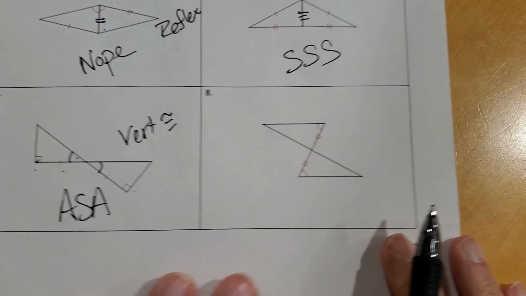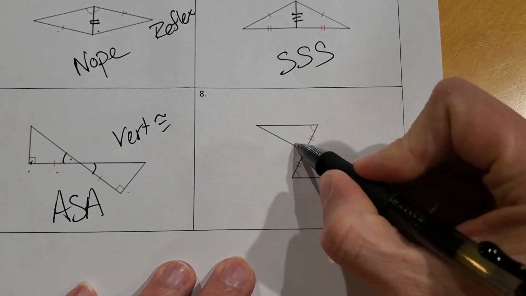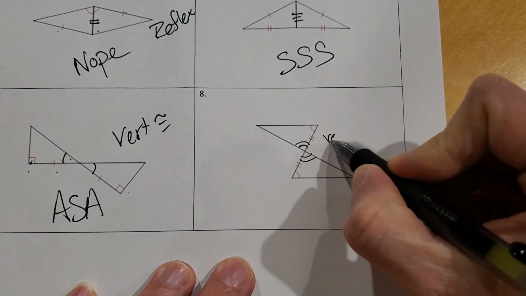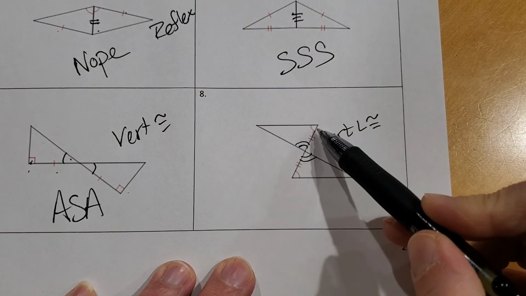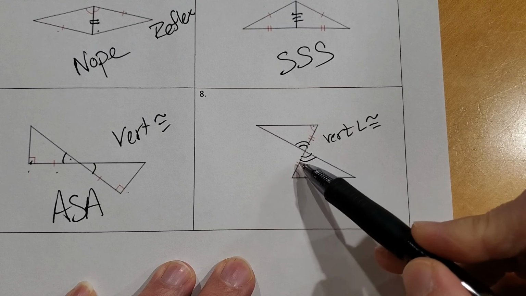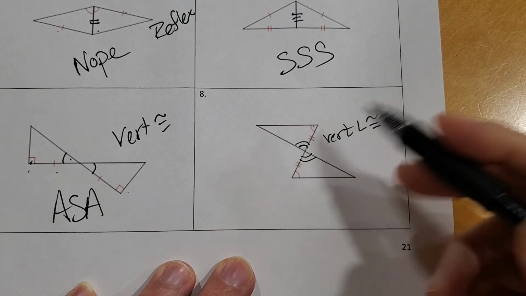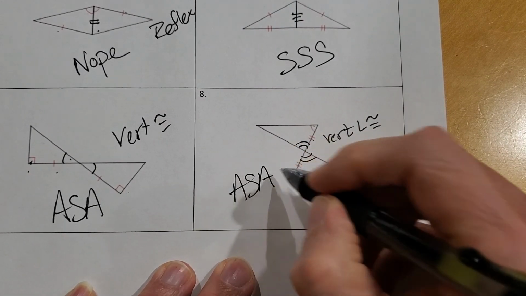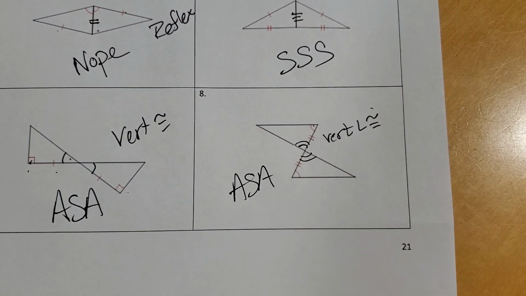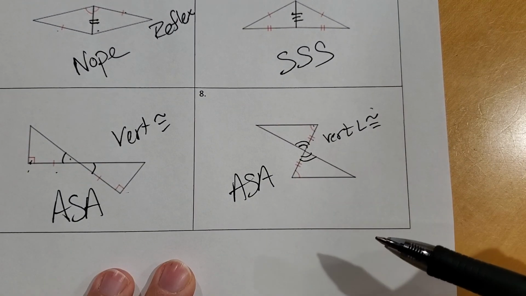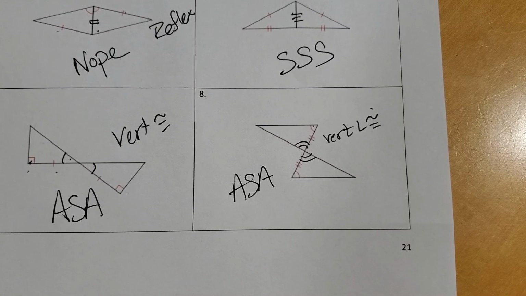And then finally, this one, we again have vertical angles congruent. Vertical angles are congruent. And then you have angle, side, angle, angle, side, angle. Now you're going to want to notice what extra information they didn't give you that you need, because that's going to come in handy when you start doing proofs.